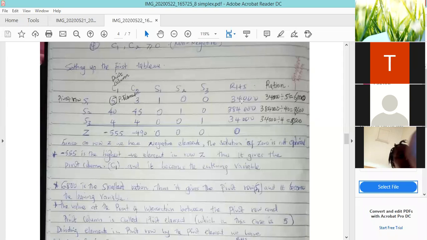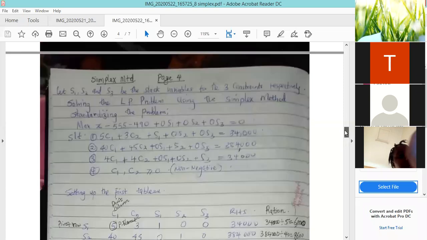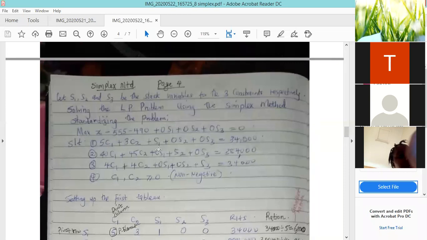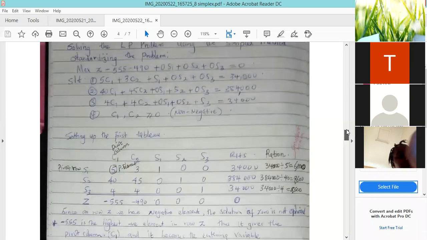So we'll start with 34,000 divided by the corresponding element here, which is 5 on our pivot column. We go to 384,000. We divide this one by 40, and we finally divide 34,000 by 4. Maybe somebody would wonder, how come my figures are now larger than what was given previously? I've converted my values to whole numbers. Here we had a 0 point. So I've made my figures whole numbers for simplicity of my workings.